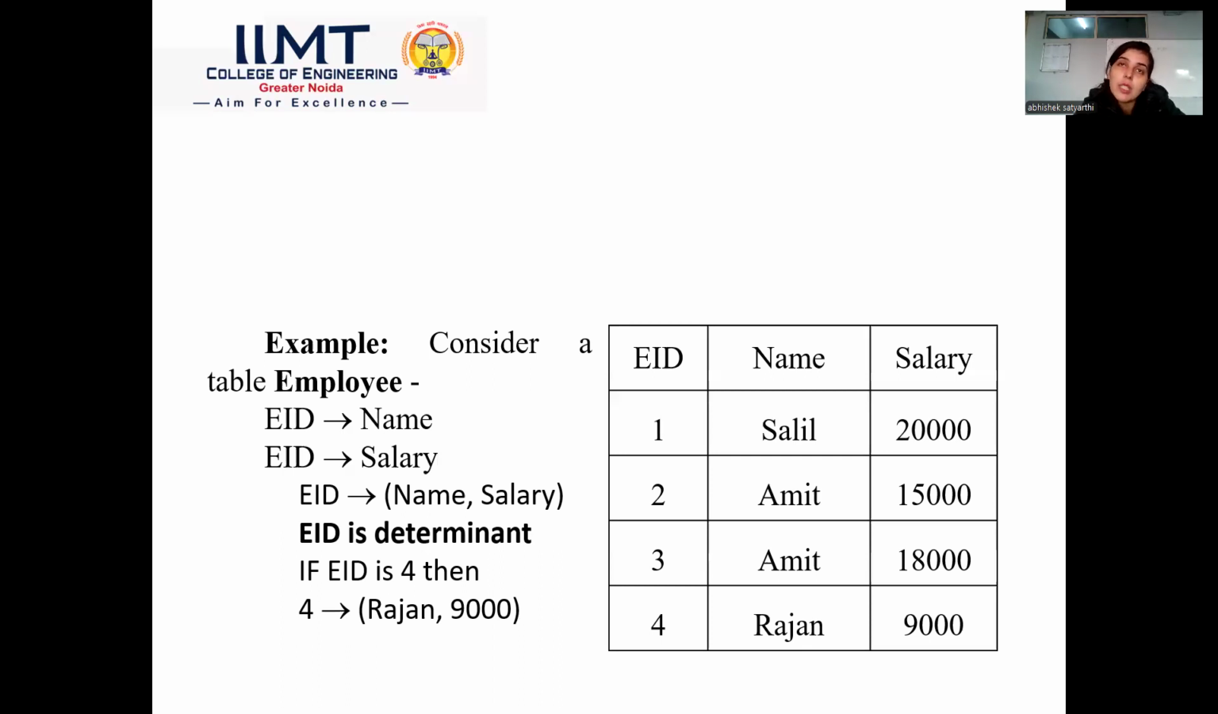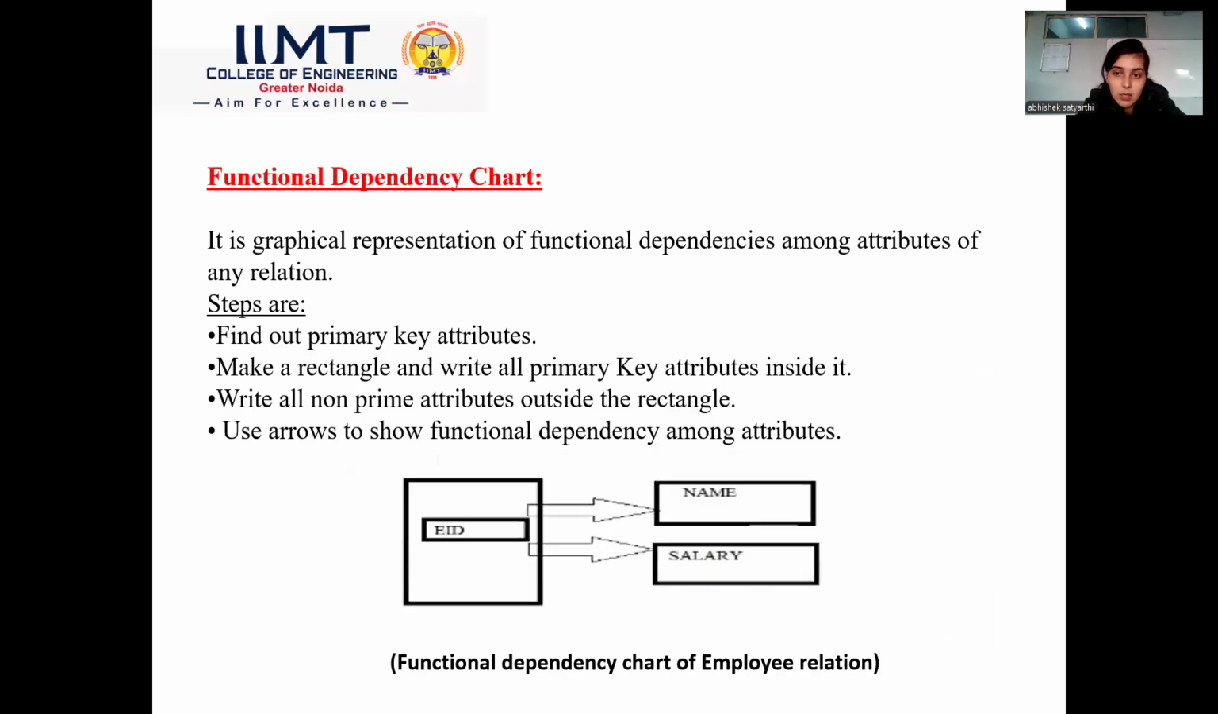So in that case, one is unique here since the repetition of one is not present in another tuple. So from one we can find the value of name and salary, which is Salil, and the salary is 20,000. Next is the functional dependency chart. Basically, the functional dependency chart is a graphical representation of functional dependency among various attributes in a relation.